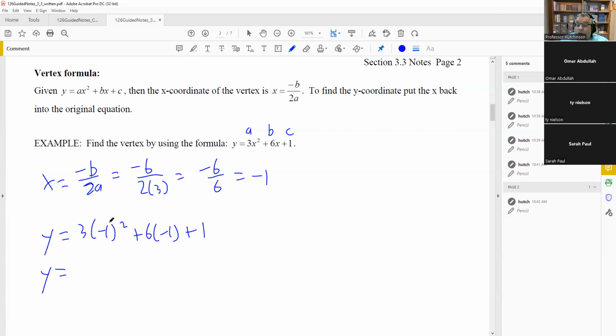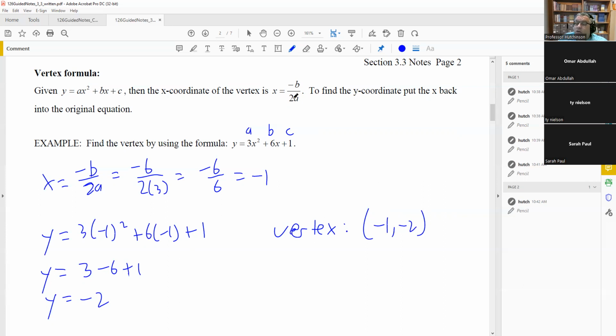This is 3 times 1 squared is 1, so we get 3 here minus 6 plus 1. And so if we simplify that, 3 minus 6 is negative 3, plus 1 is negative 2. So the vertex of this is going to be negative 1, negative 2. That's what you put down for the vertex.